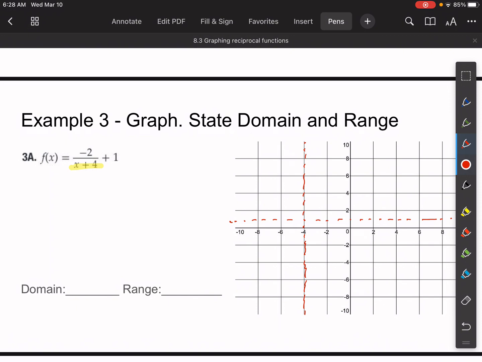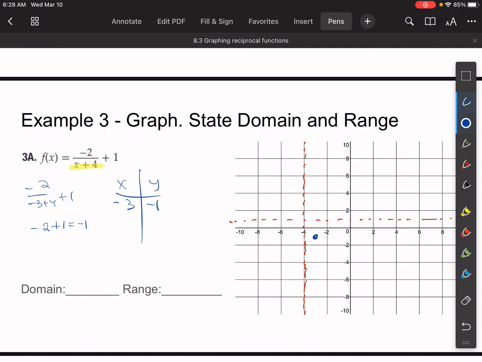Now I want to see what happens on either side of the vertical. So let's go ahead and plug in a couple of things. If I plugged in a -3, notice what happens. We have -2 over -3 plus 4, plus 1. -3 plus 4 is just going to give me 1. So this is going to end up being -2 over 1, which is -2, plus 1, which equals -1. So when I plugged in a -3, I got -1.